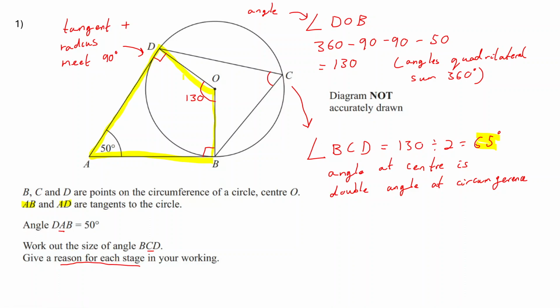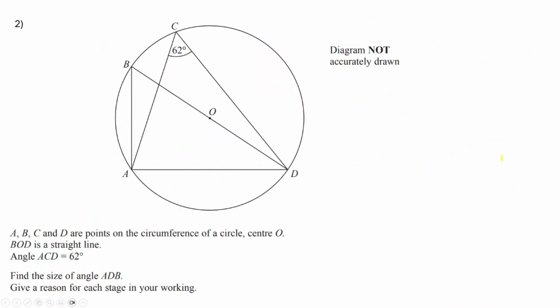Right, angle DOB originally in this quadrilateral, this yellow shape here. And then from there, I got angle DOB, 130. This angle is half of that angle using this theorem over here. If you got that, fantastic. Good, really good. Okay, question 2.